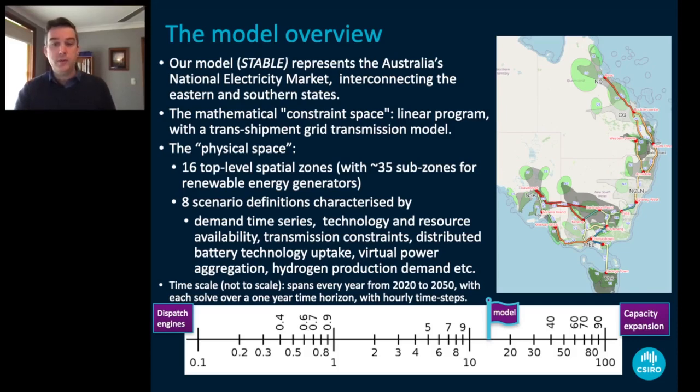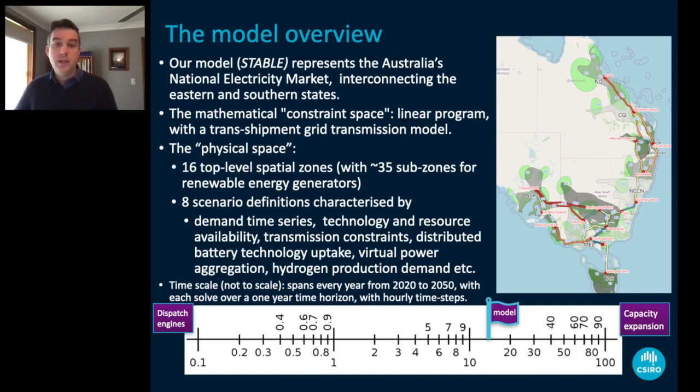So the model we developed represents Australia's national electricity market, interconnecting the eastern and southern states. The model formulation was bound to a linear programming framework in order to have some control over the scalability of the model and allow custom features to be added without solve times blowing out. In the range between a full nonlinear power flow dispatch engine and a copper plate capacity expansion model, we landed at the transmission model called the transshipment grid model with capacity expansion variables across a range of technology categories.